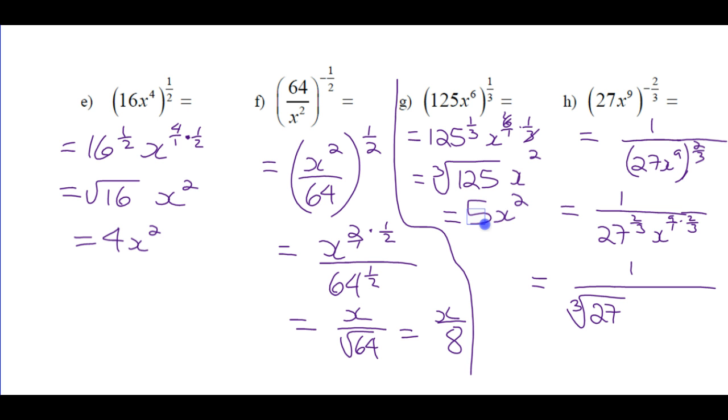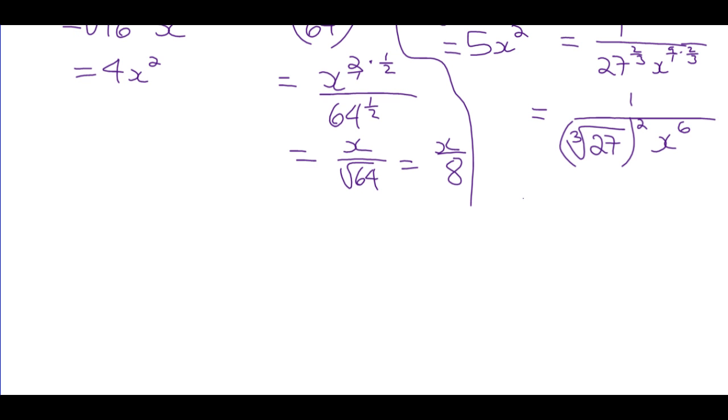So cube root of 27 squared, right? Again, the bottom number says take the cube root of 27, and then do what? Then square it. 9 times 2 is 18, divided by 3 is 6. We already did this cube root of 27, right? So that's 1 over 3 squared x to the 6th, or 1 over 9 x to the 6th.